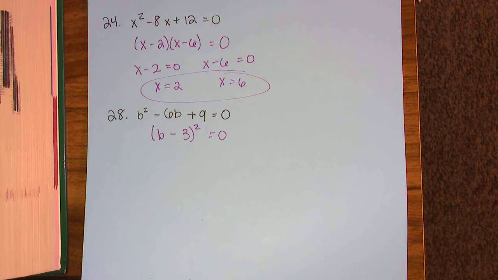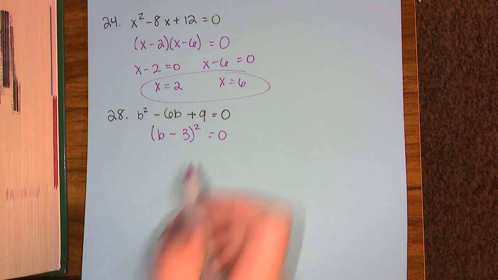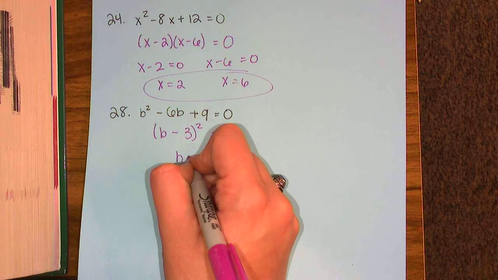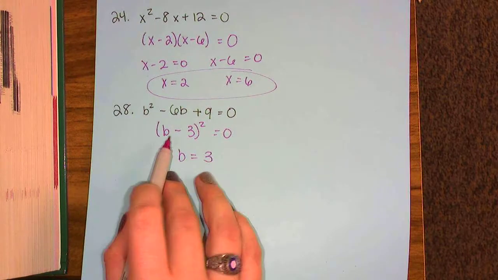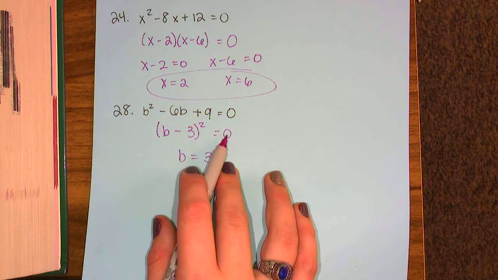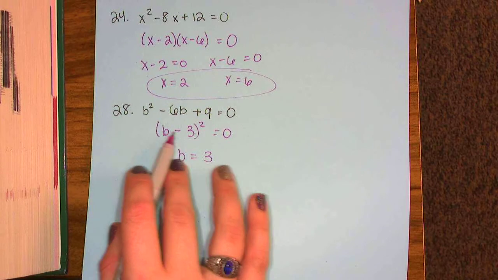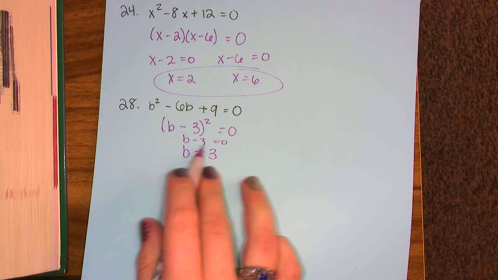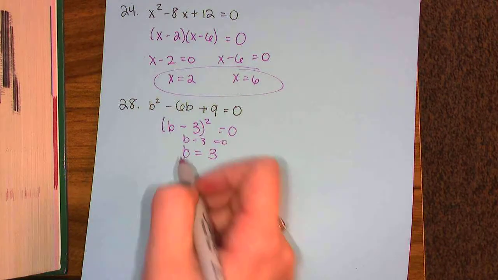In this case, that means I technically speaking have a double root. But all you have to do then is solve for b. So b is equal to 3. Technically we take the square root of both sides, square root of 0 is 0. Square root of this obviously just gives me b minus 3. And so then move the 3 over, b is equal to 3.